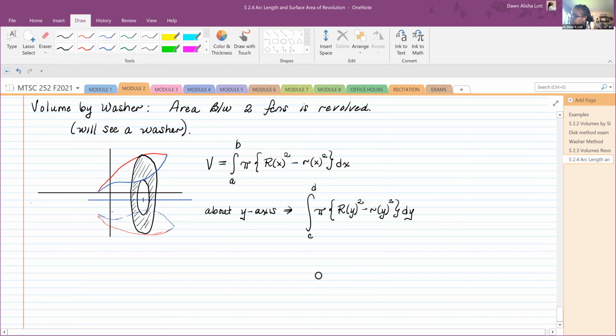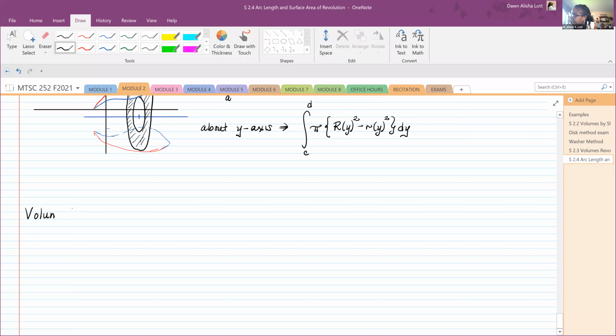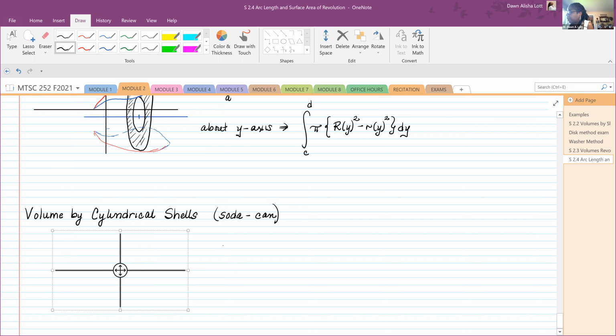Then we had volume by shells, so cylindrical shells. And this is the one where you see a soda can. Doesn't matter what the region looks like. We did not do this one. This one's a good one. We did not do one like this.